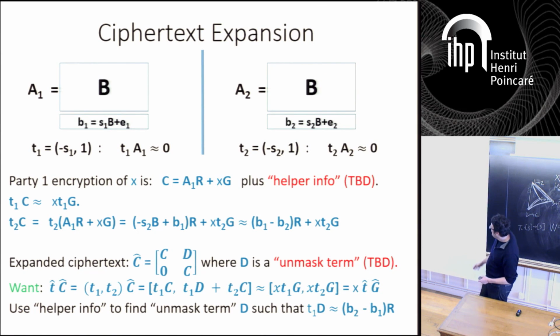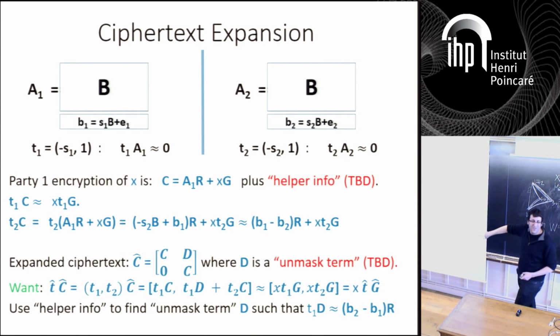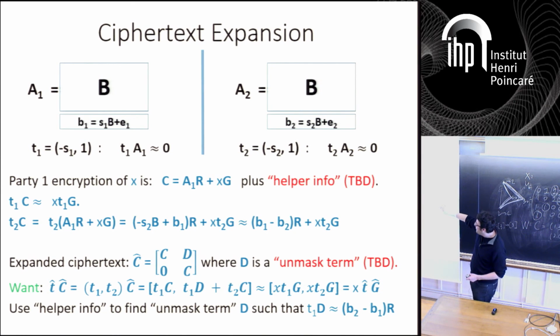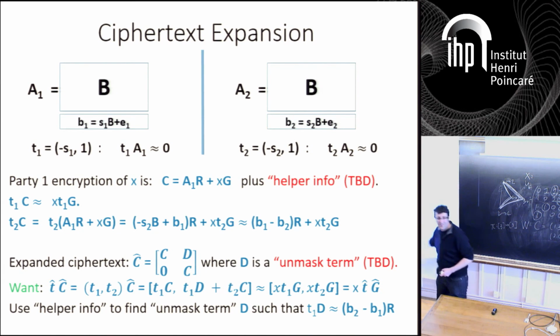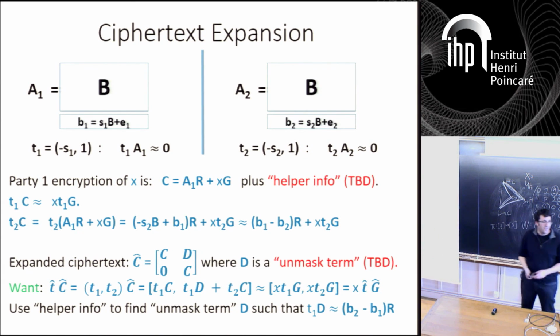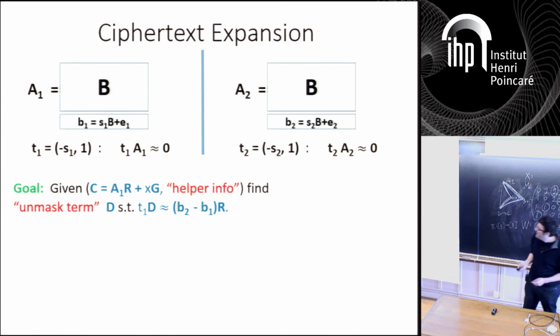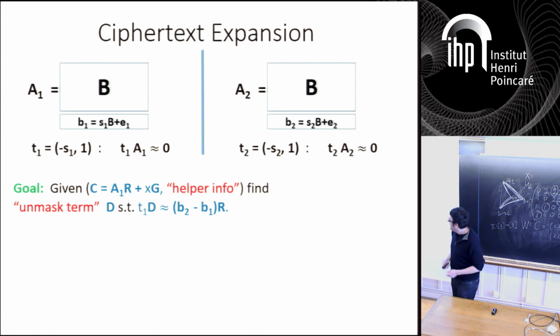There are two things I didn't define on this slide. Our goal is to create some helper information for party 1, such that you will then be able to create a matrix D that has this property. So again, I'll summarize: our goal is to create some helper information, and later that helper information should let us create what I'll call an unmasked term D that has this property.